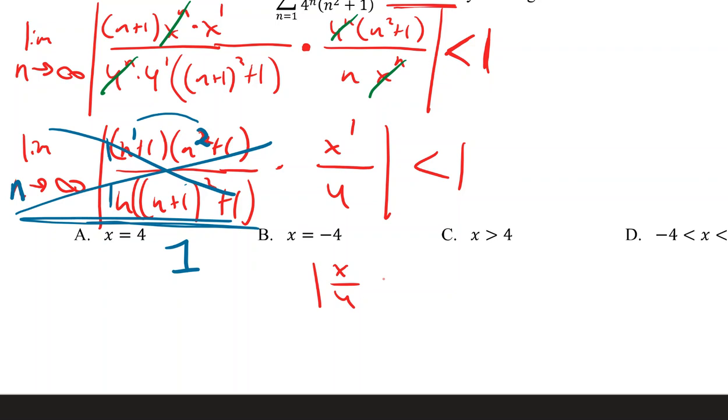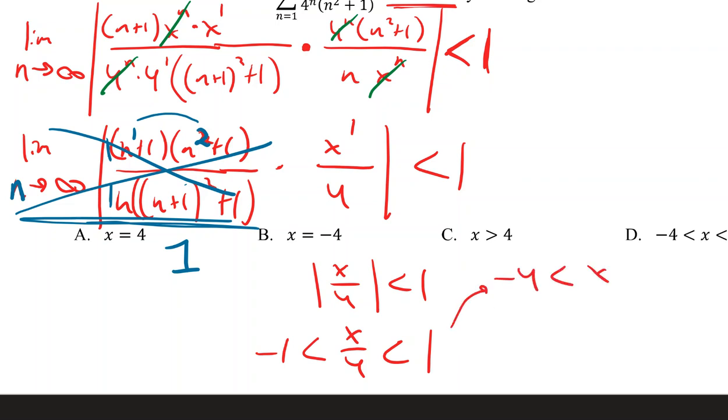So since all of that just goes to 1, what I really care about is when is the absolute value of x over 4 less than 1, which is the same thing as saying when is x over 4 less than 1 or greater than negative 1. And then you can multiply everything by 4. And what I have just done is I have figured out where it converges absolutely.